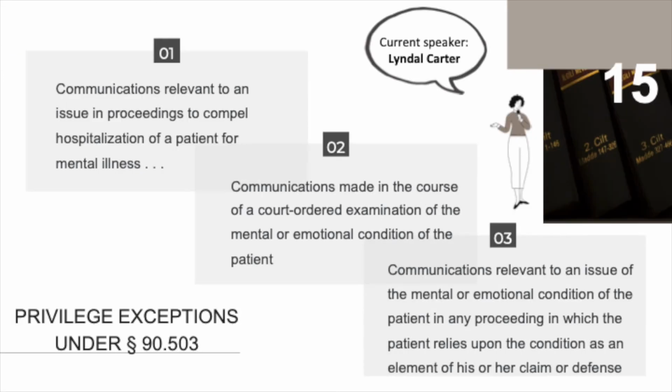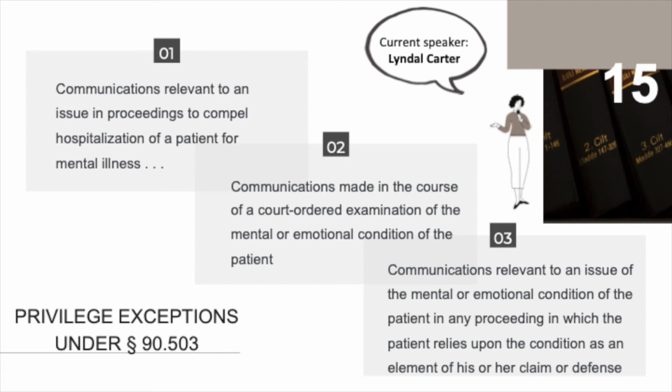Once privilege is established, the next analysis is to determine whether any exceptions to the privilege rule apply. The statute lists 3 exceptions to privilege. The first exception is communications relevant to an issue in proceedings to compel hospitalization of a patient for mental illness. The statute requires that a patient be in imminent danger of hurting themselves or others, or in need of care but lacking the capacity to seek it themselves.